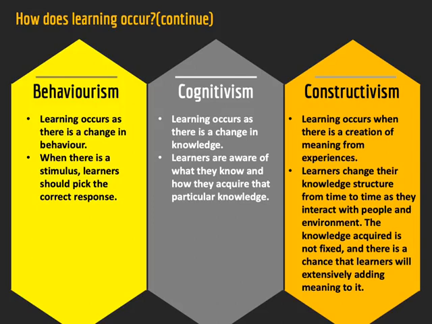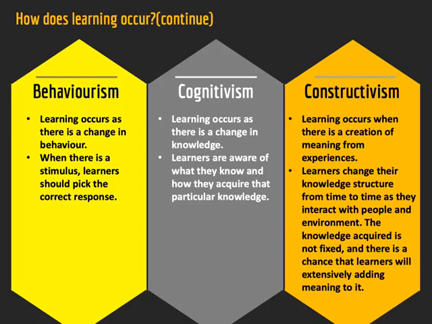Repeating more or less the same point, according to behaviorism, learning occurs as there is a change in behavior. Therefore, behaviorism believes that when there is a stimulus, learners should pick the correct response. From the point of view of cognitivism, learning occurs as there is a change in knowledge, and learners are aware of what they know and how they acquire that particular knowledge.